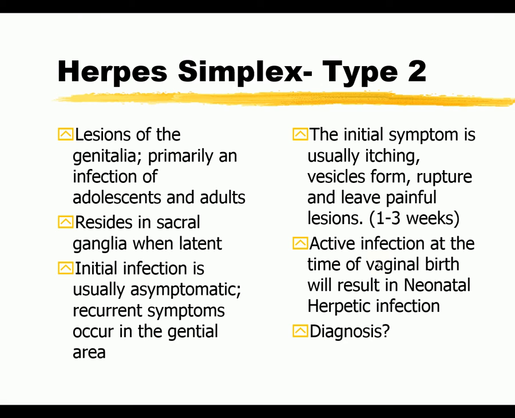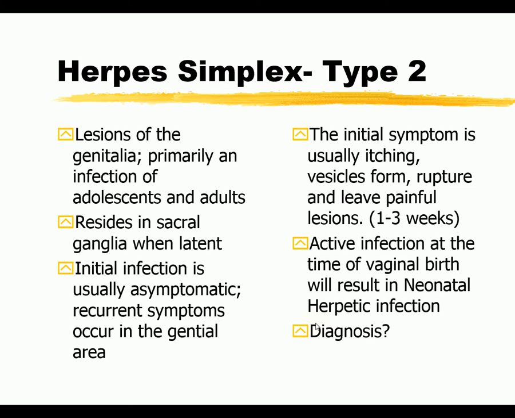Active infection at the time of birth will result in what's called neonatal herpetic infection. Neonatal herpetic infection occurs about 50% of the time, and about half of these infants will die or have brain damage. That's why, if we know someone has herpes simplex type 2, they get a C-section. Diagnosis is based upon the history and symptoms. Viruses dwell in the nerve cells, so no blood cultures for the lesions.